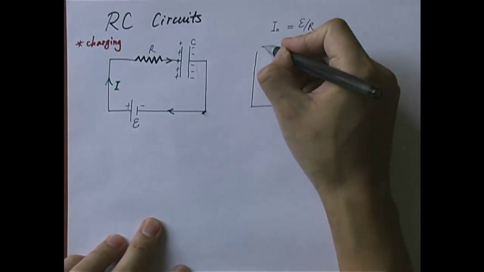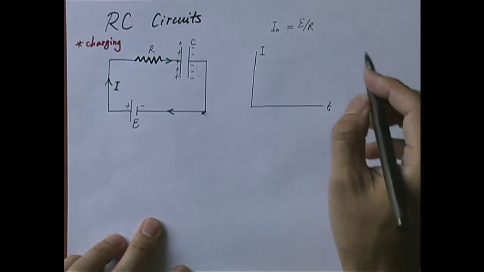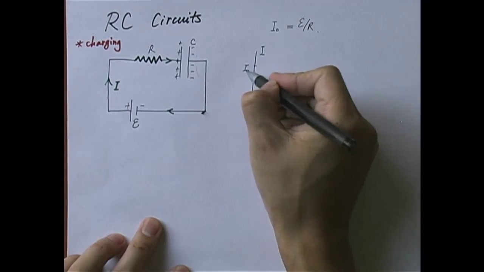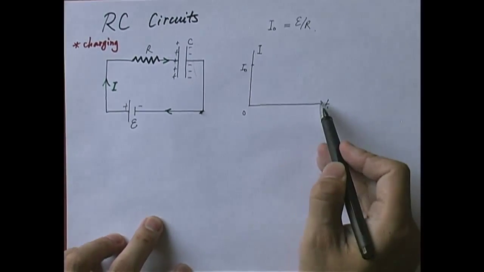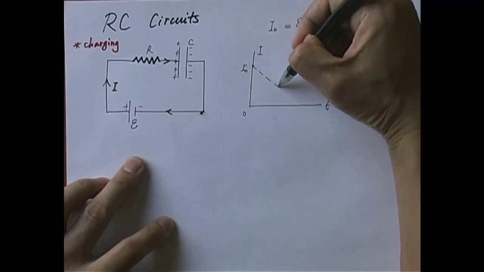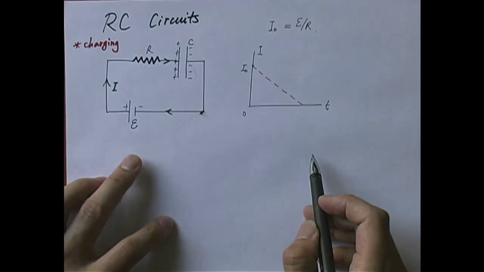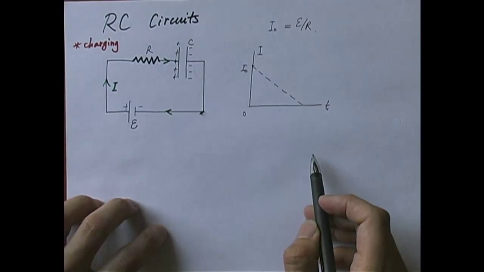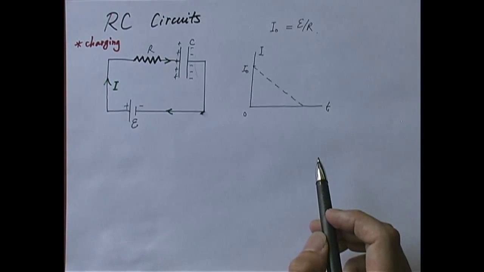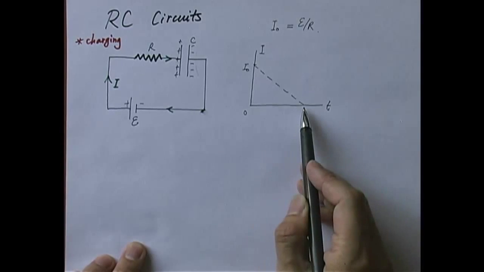Now we can plot the current qualitatively as a function of time, and this is what you're going to see. You start with I naught at t equal to 0, and the current will drop over time. Now, is it going to drop like a straight line? Well, not quite. If the current dropped like a straight line, then there would be a moment where the current is exactly 0 over a finite period of time from here to there.